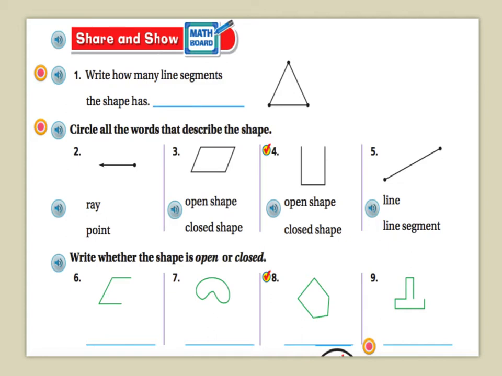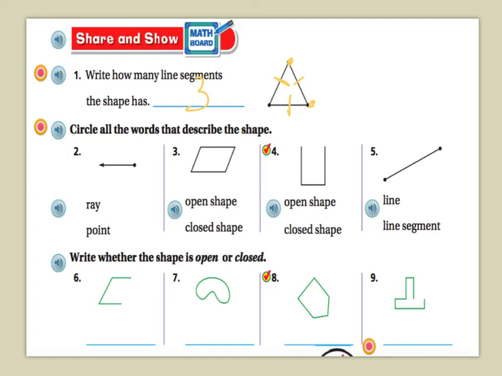Now, this shape has 1 endpoint, 2, and has a line connecting it. So that is 1 line segment. This is 2 line segments, and this is 3 line segments. So this shape has 3 line segments. Number 2, we're going to circle all the words that describe this shape.